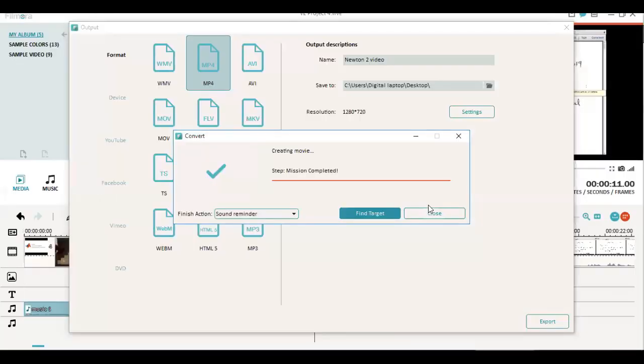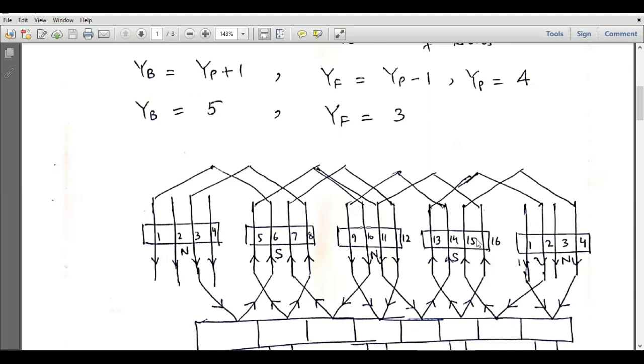Since the total number of slots is 16, slot number 18 will be the second slot, because this is a circular periphery of the armature. So we will connect the conductor of slot number 13 with the conductor in slot number 2. Now that will come 3 slots before, and it will be connected with the conductor in slot number 15. Then we will connect it with slot number 4, then slot number 1.